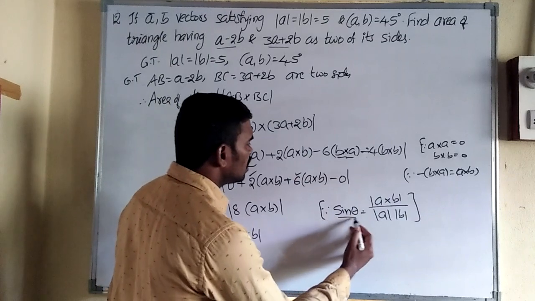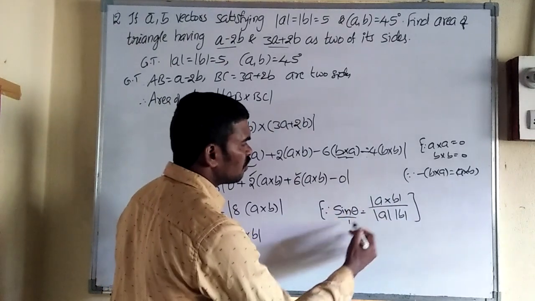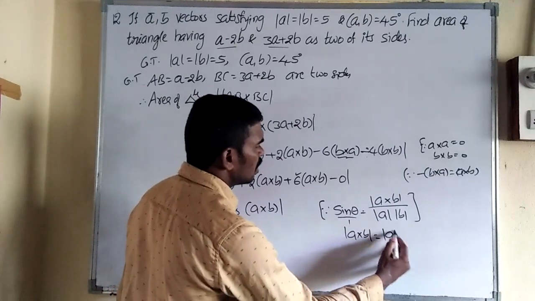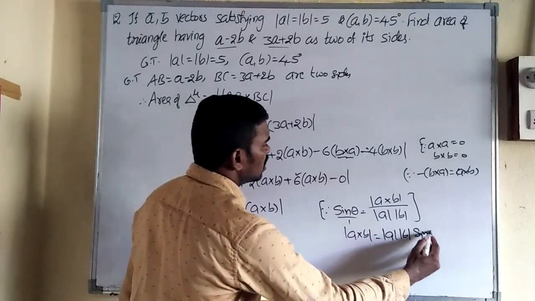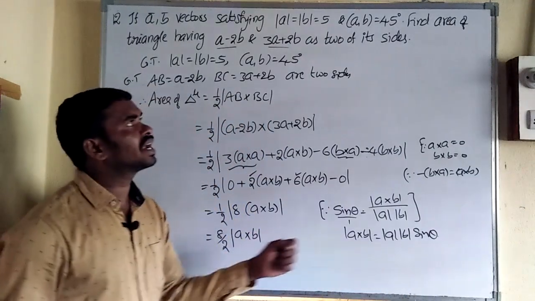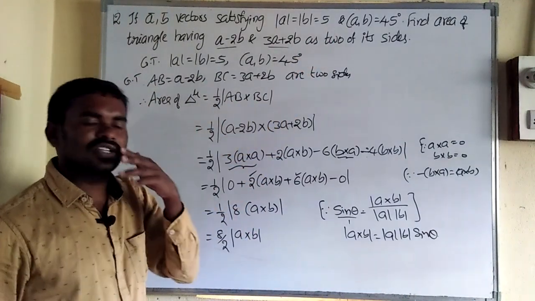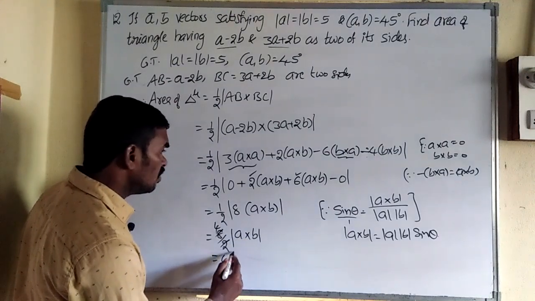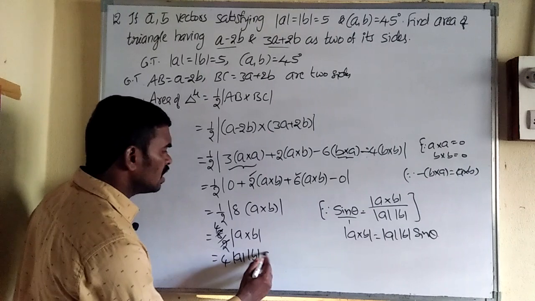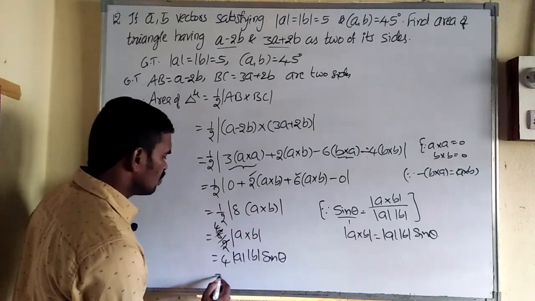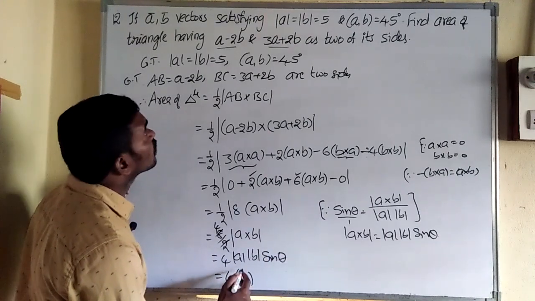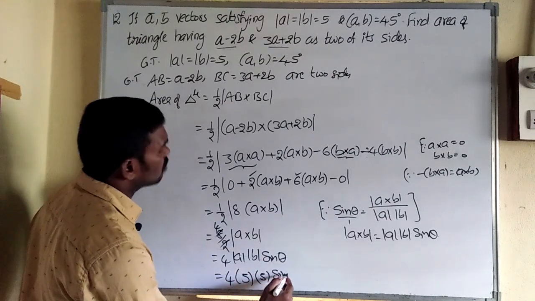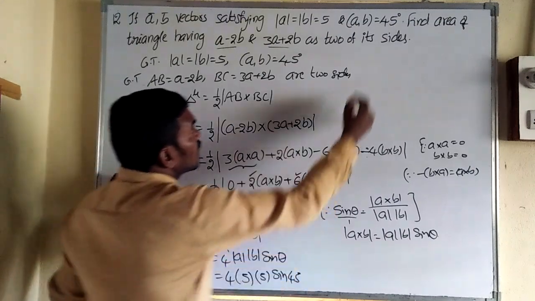Sin theta means mod a cross b by mod a mod b. So mod a cross b is equal to mod a mod b sin theta. What is theta? Theta is the angle between a and b. So the angle between a and b also is given, no problem. So mod a cross b means 4 into mod a mod b sin theta. What is mod a? Mod a is 5, mod b is 5. Sin theta means what? 45 degrees. Okay, here I am going to do it.